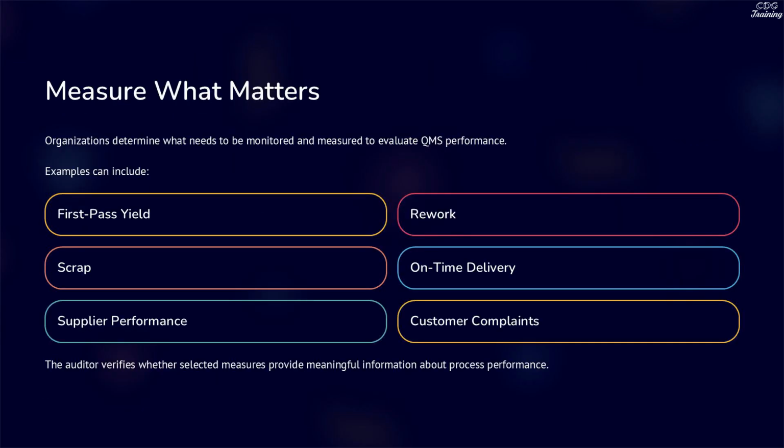Organizations must determine what to monitor and measure to evaluate QMS performance effectively. Examples include first pass yield, rework, scrap, on-time delivery, supplier performance, and customer complaints. The auditor ensures these measures provide meaningful insights into process performance.